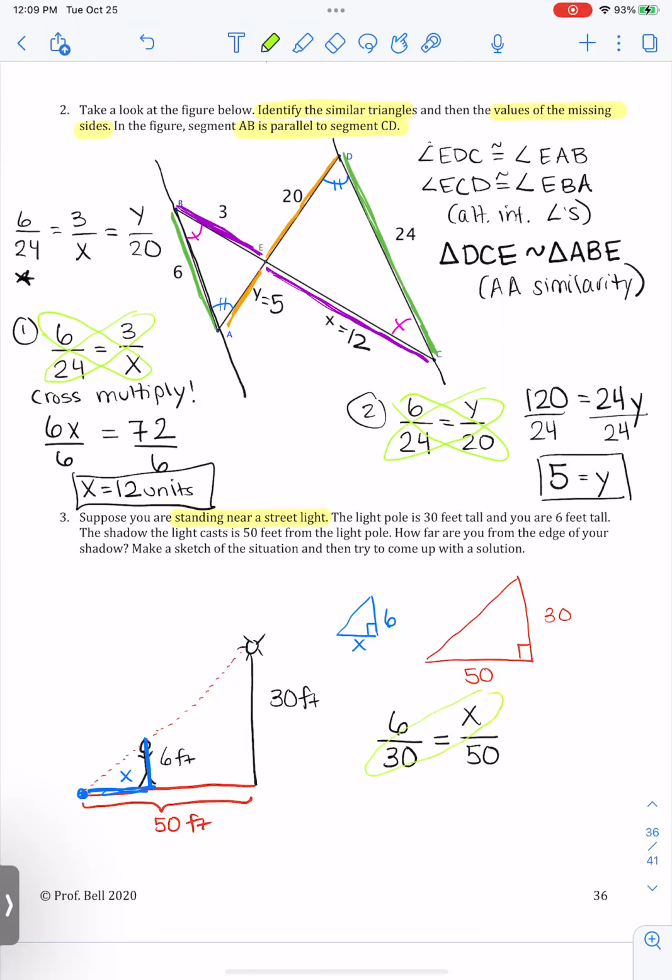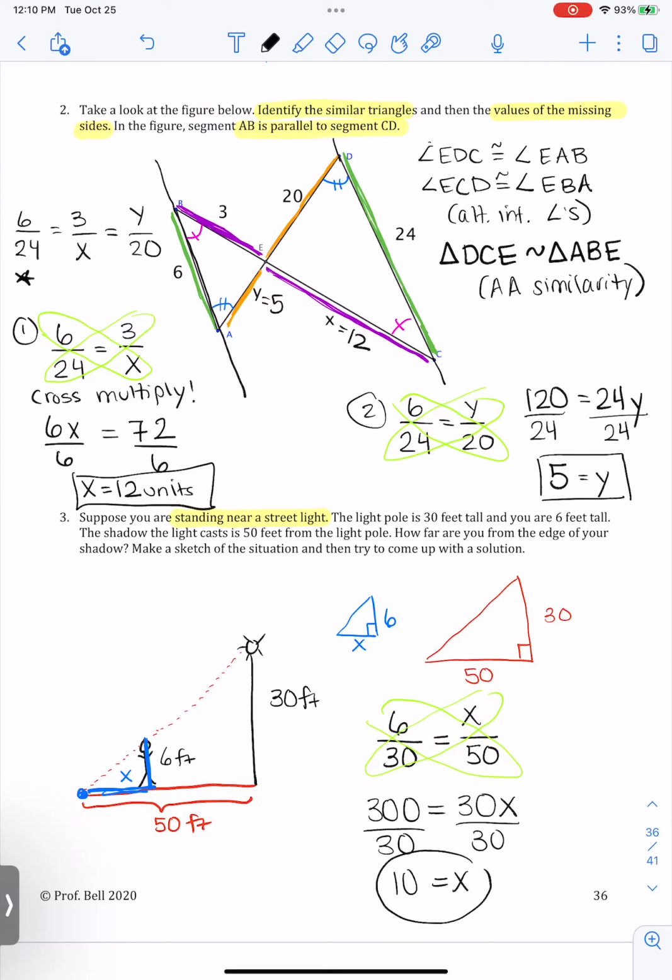Now, once I have my proportion, I can cross multiply, which means 6 times 50, that's 300, is equal to 30 times x, that's 30x. And then I would divide both sides by 30, and I would get 10 is equal to x. So my shadow is 10 feet long, 10 feet.